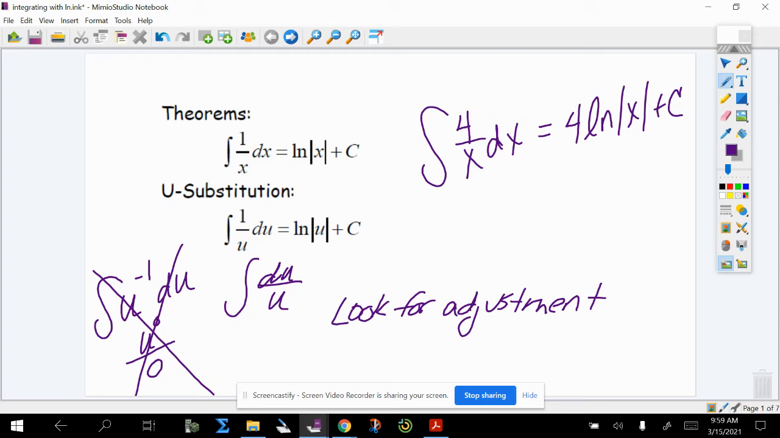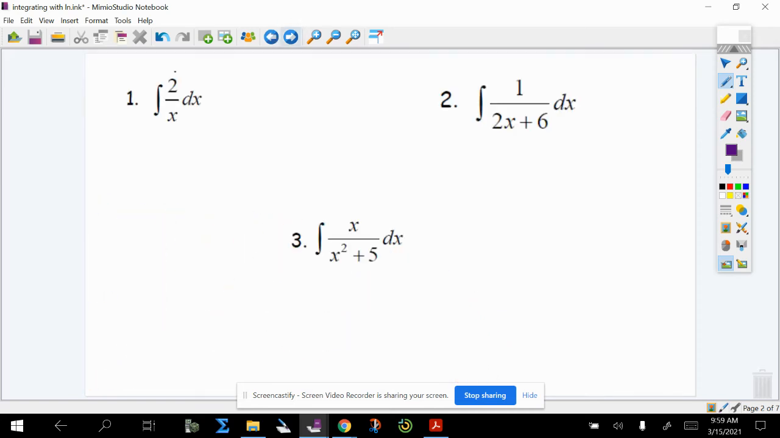So let's practice some basic ones. We're going to break this down into 3 videos: basic ones, special case ones, and definite integral ones. First one's really quick. If you have a number on top, it is just the coefficient, so you end up with 2 natural log of x. No u sub needed, no adjustment needed.